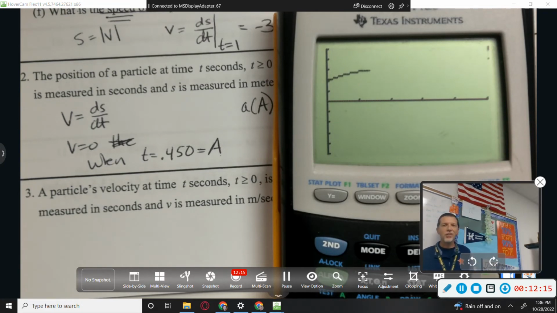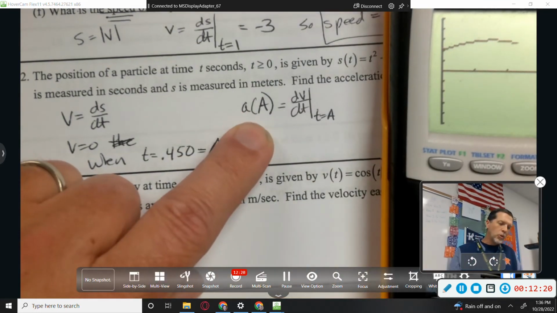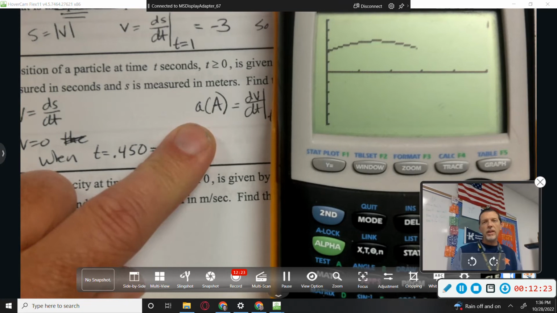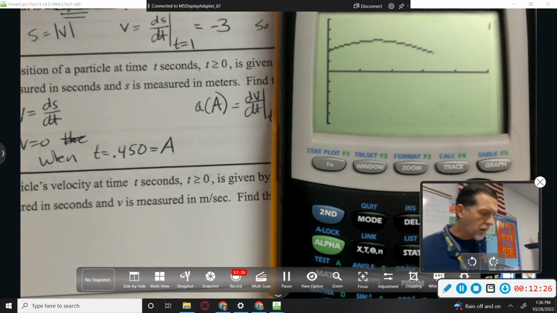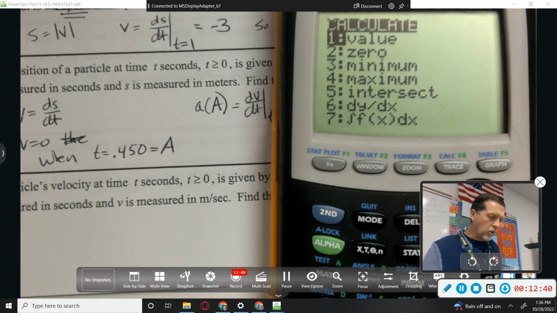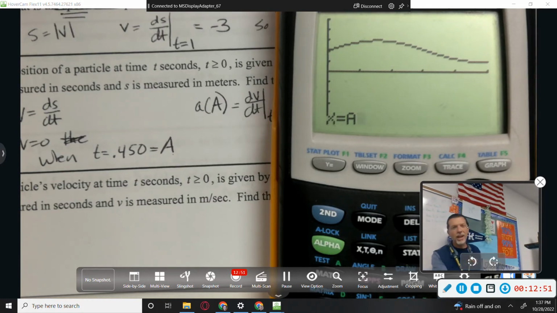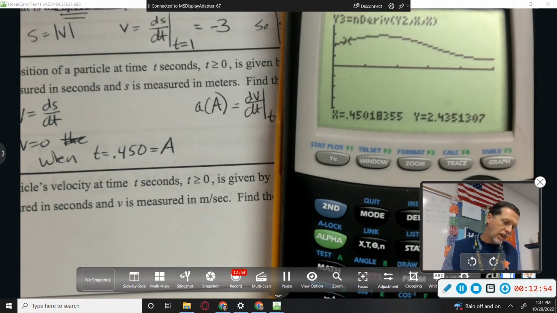If you don't like it crawling along, you could exit out of there and just type in y2 at A and have it calculated that way. So you can do it on the graph, which I'll do since it's almost done now. Okay, that's my graph of acceleration. I want a value, and I want the value when x is equal to A. So I don't have to type in 0.450, whatever the rest of those decimals were, because I told the calculator, I need you to remember what A is, because I'm going to use it. And so there's my answer.